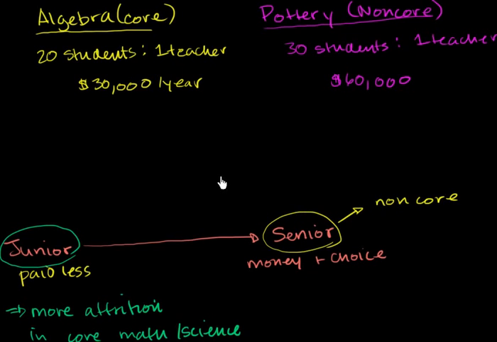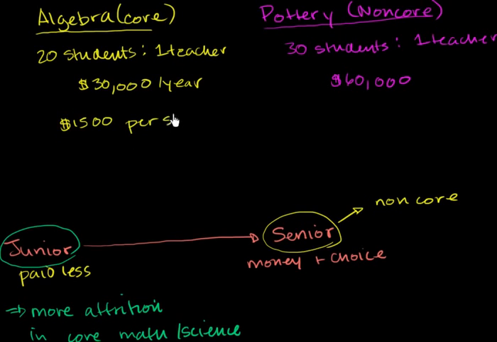Now let's think about what the actual per pupil cost is, at least from the point of view of the teacher's salary. There's obviously other costs in terms of supplies and technology and all of that. And frankly, even there, pottery probably has more expense in terms of supplies. But let's just think about it from a teacher salary point of view. Here we're spending $30,000 on a teacher per year to teach 20 students. So on a per student basis, how much are we spending? $30,000 divided by 20 is $1,500 per student.